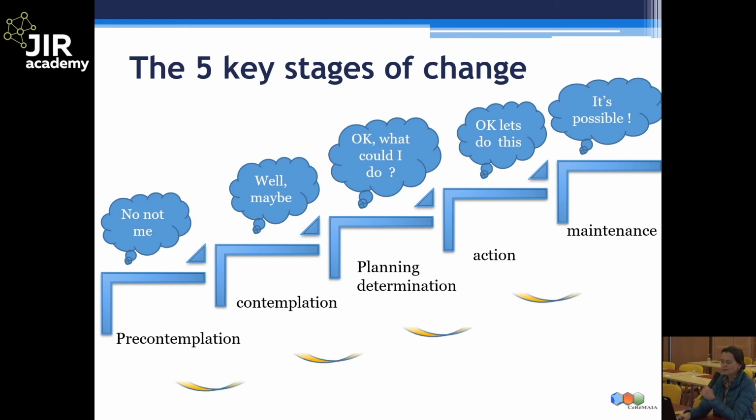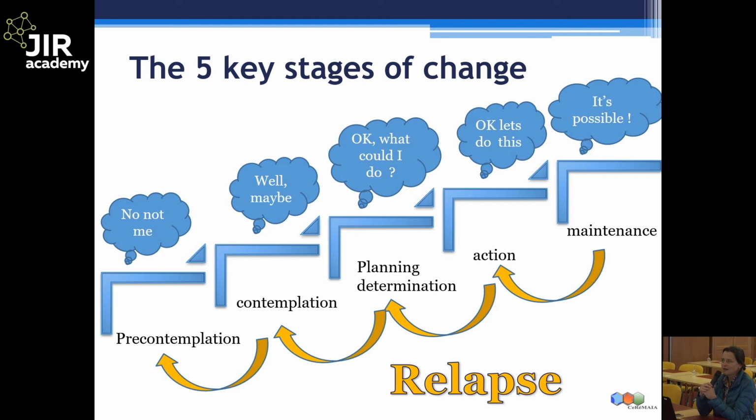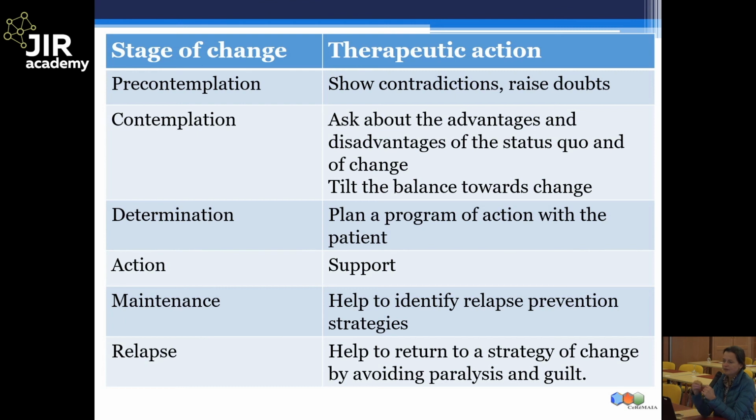The problem is that at every stage you can relapse. You can go back to the beginning. So our therapeutic actions need to be adapted to the stage of change in which this girl is in her daily life. If she is in pre-contemplation, we need to show the contradictions. We need to show her that she's not so right. We need to raise doubts.